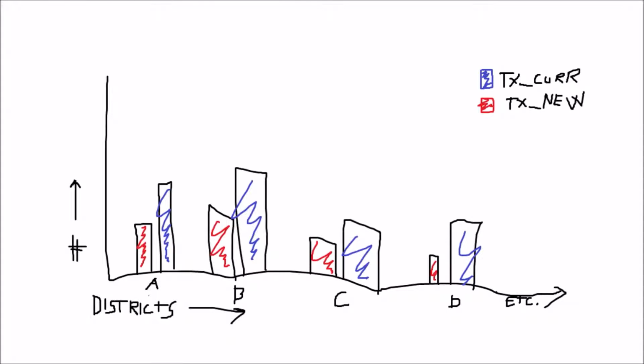So let's pretend that this is the chart that I'm trying to create. We can see that it includes TX current and TX new as the data elements that I'm interested in. They are the series on my graph with my districts as the x-axis and the number of cases as my y-axis. So let's walk through the steps to create this particular graph within DATIM.